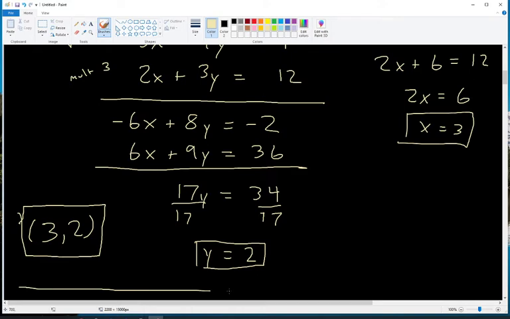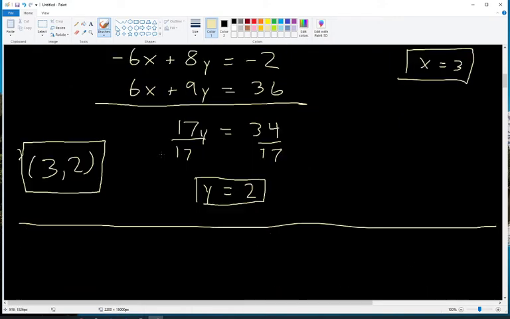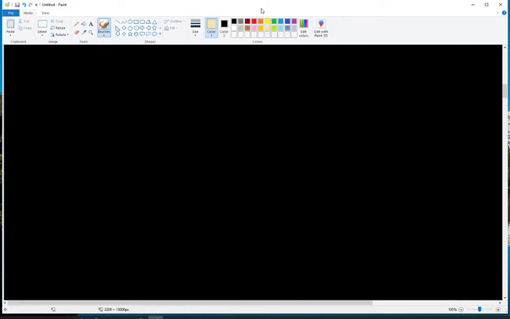Okay, let's look at another couple types of these. So this time, let's say we get 3x minus 2y equals 4, and negative 6x plus 3y equals 7.